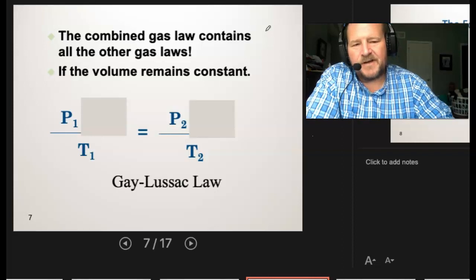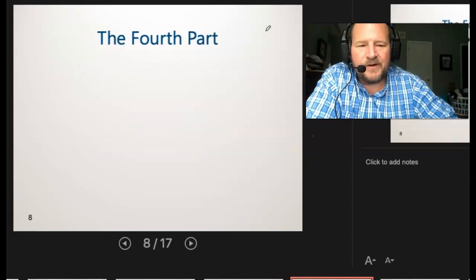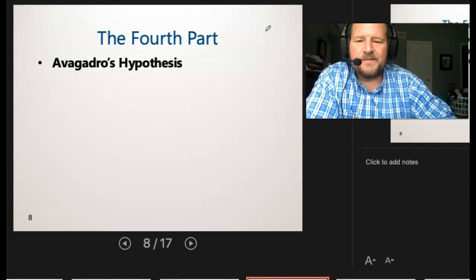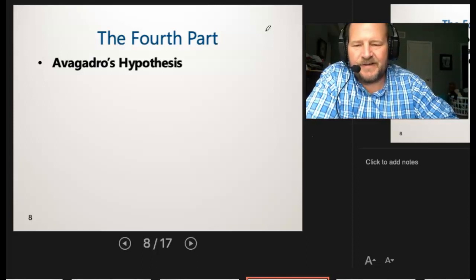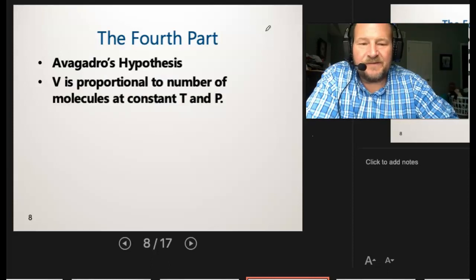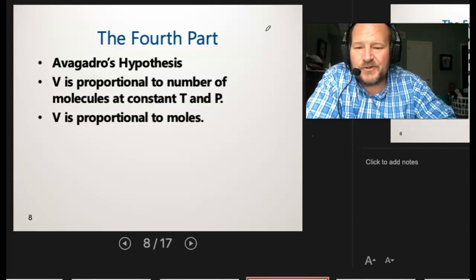Okay. Now remember I told you there were 4 variables. The one variable we've not taken into account yet has been the mole. That's right, your friend the mole. The 4th part has to do with Avogadro's hypothesis. And of course, the minute we hear Avogadro, we start thinking the mole. V is proportional to the number of molecules. So volume and the number of particles are proportional as long as temperature and pressure are constant. So V is proportional to moles.